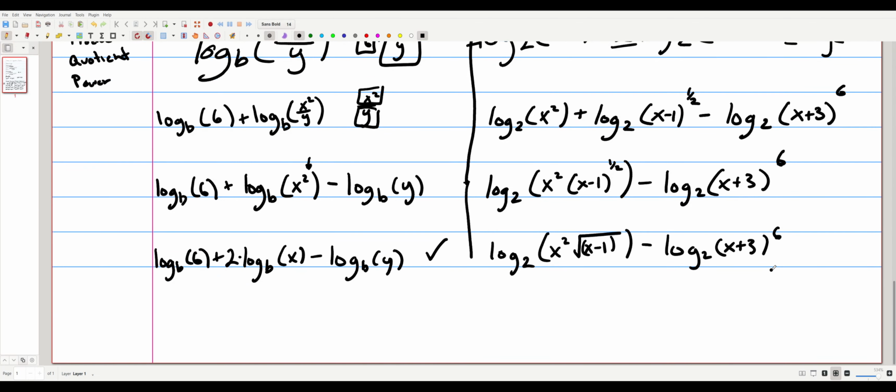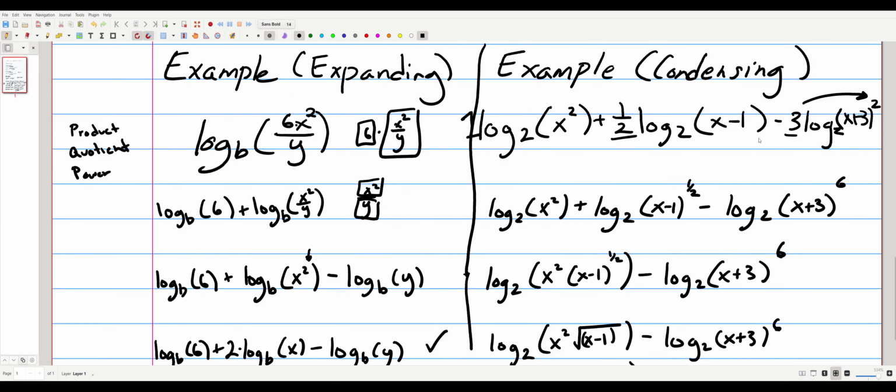And now here we can apply the quotient rule because we have the same base being subtracted, and so we can turn this into division. And so we have log 2 of x squared times the square root of x minus 1 all over x plus 3 to the 6th power. And so we are done because we've condensed our 3 separate logarithms of the same base to one logarithm.